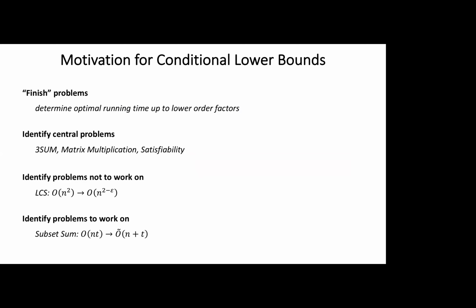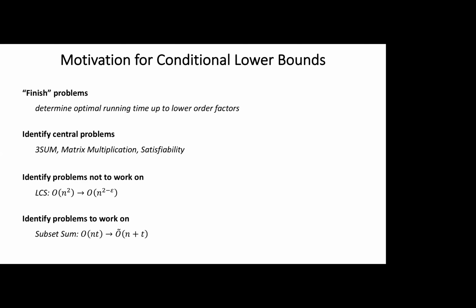Here are some more. So obviously, we want to finish problems in the sense that you determine the optimal running time, let's say up to lower order factors, and of course up to some unproven hypothesis. But this is also necessary. The whole area is also identifying central problems like 3-SUM, matrix multiplication and satisfiability that I talked about. Obviously, you can start proving conditional lower bounds from any hypothesis that you want. But then it's much more believable if lots of people worked on it, if lots of people have proven lower bounds based on the same hypothesis. So in some sense, the area is identifying what the central problems are.